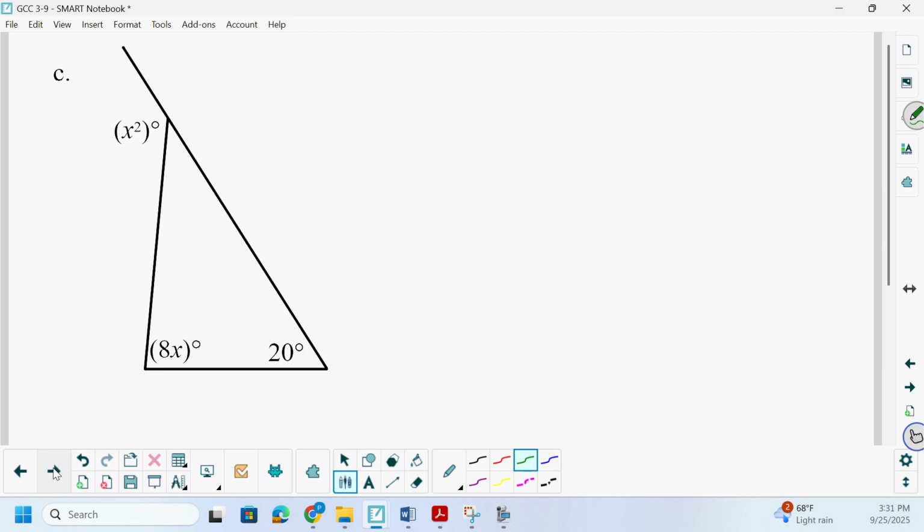All right, if we go over to the next page, similar idea here. Notice we have another exterior angle that was formed by extending a side. The exterior angle should equal the sum of the two interior angles not next to it. So that would mean that x squared should be equal to 8x plus 20. So the setup is the same idea. Exterior angle equals the sum of the two interior angles not next to it.